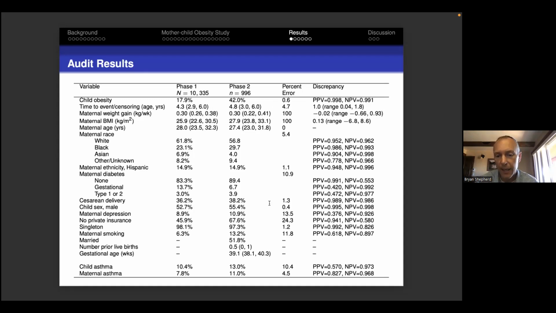Maybe just notably, some of the higher error rates: maternal depression, 13.5% were in error. Private insurance status, 24% in error. Smoking status of the mother, 12% were in error. Childhood asthma, which is our secondary endpoint, about 10% in error. And the positive predictive values and negative predictive values are given there. So I realize that's a lot to digest at once, but that's comparing, it shows you the error rates between our phase 1 and phase 2 data.